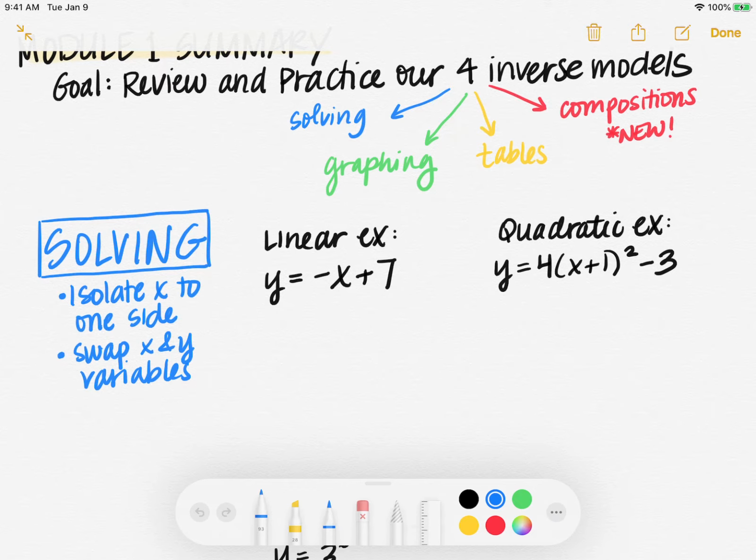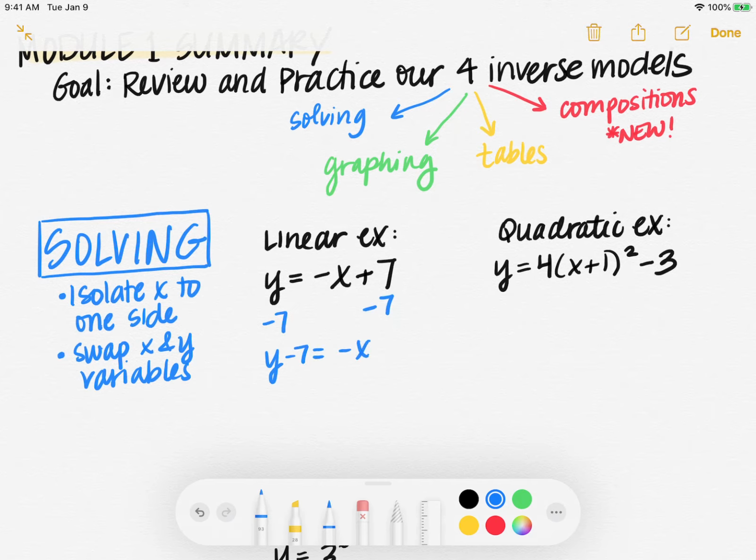Here's a linear example. We're going to solve for x and then swap the variables. So this is a pretty basic one. It really only has 2 steps, but I wanted to show you this one because the negative can sometimes be tricky. Start by subtracting 7 from either side.